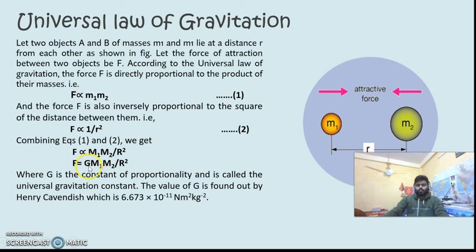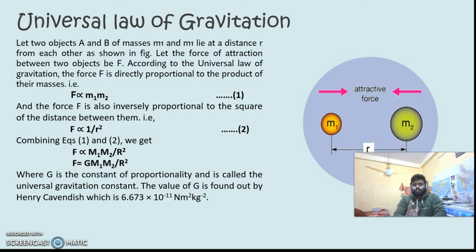Here we take a constant of proportionality. This is called the universal gravitation constant. The value of this constant was determined by Henry Cavendish. The value of this universal constant is 6.673 into 10 to the power minus 11 Newton meter square per kilogram square. This is a very important concept of Newton. The formula is widely used to find the force of attraction between any two bodies, and due to this formula, Newton also arrived at some other important formulas.